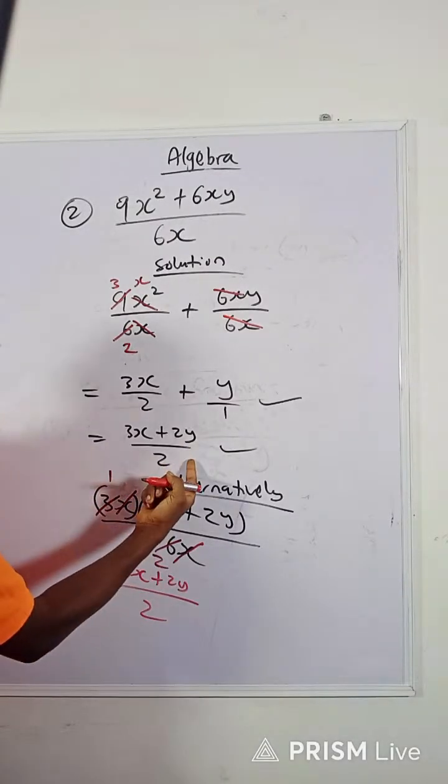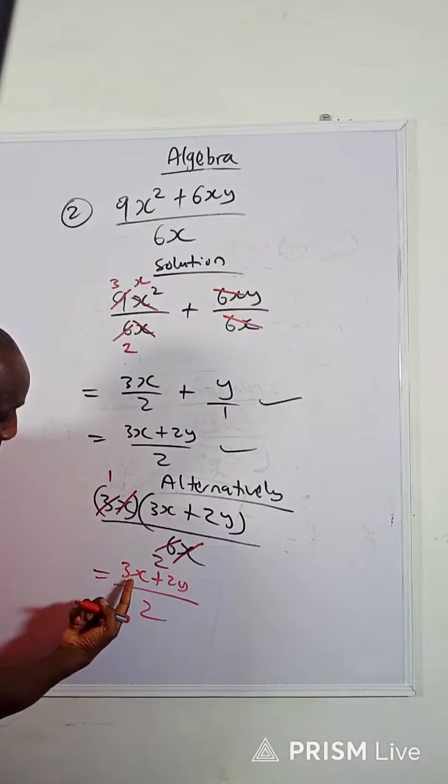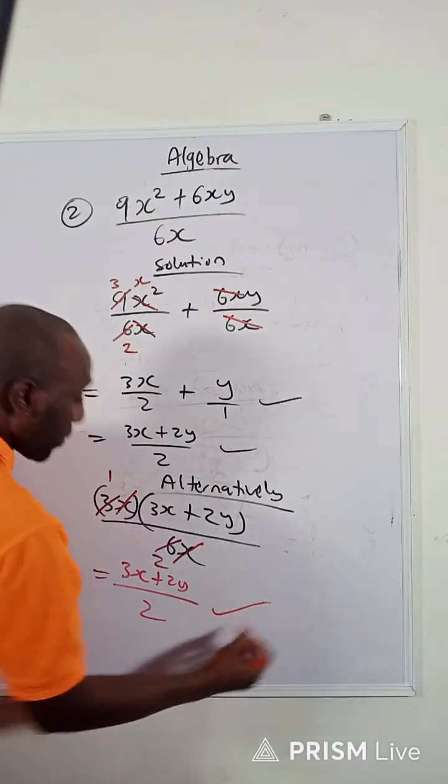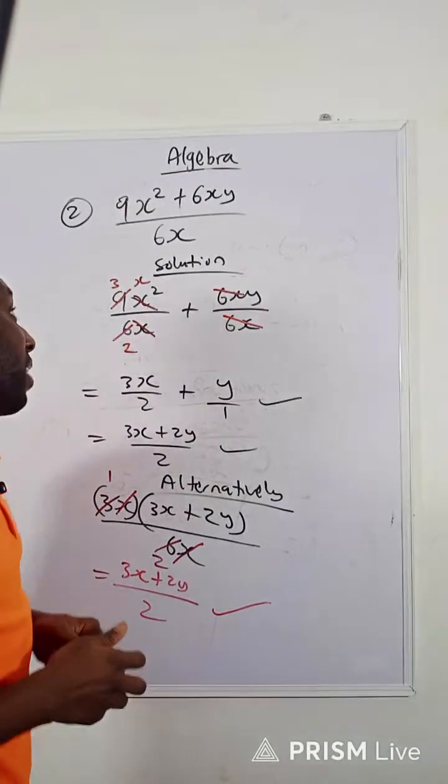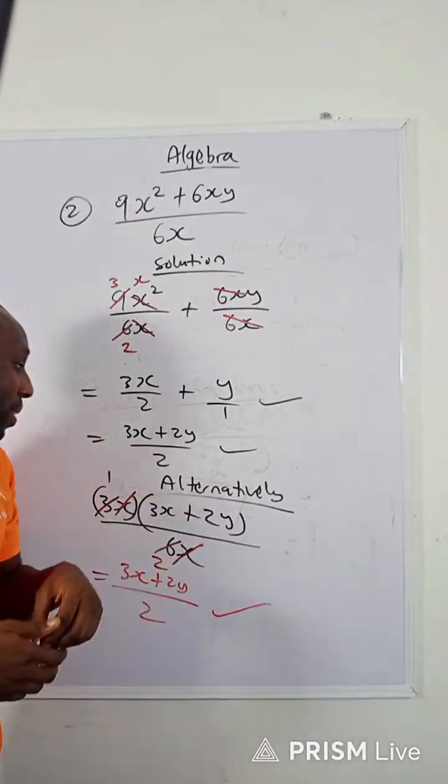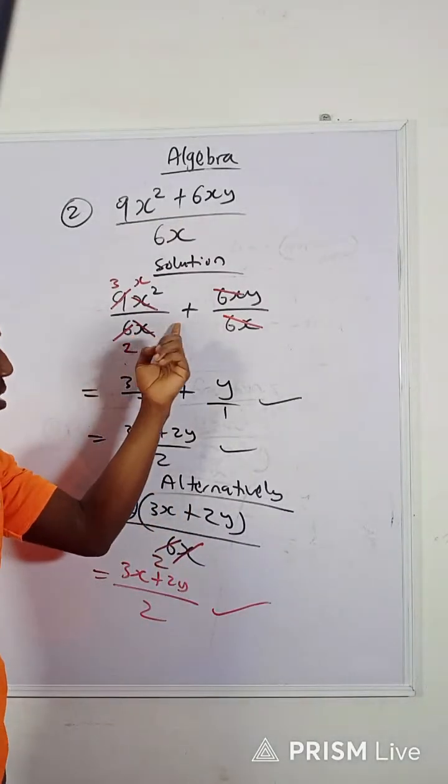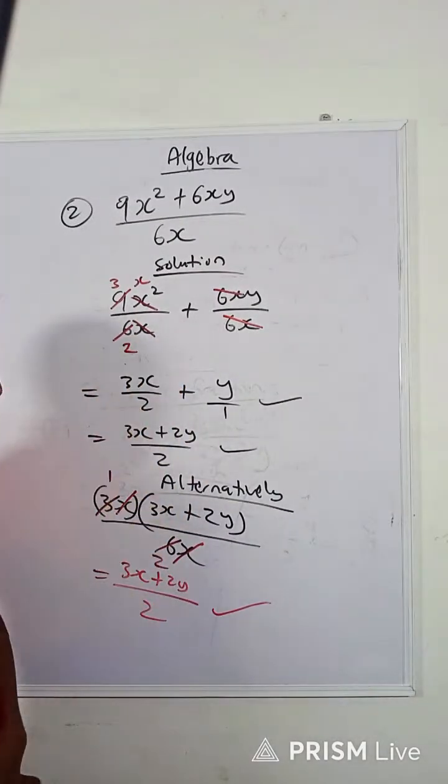Let's see whether it's the same thing with this. 3x plus 2y over 2. 3x plus 2y over 2. The same. So whatever method you want to use, it's fine. Okay? And if you ask me, both of them are okay. Any one you want to use is fine.